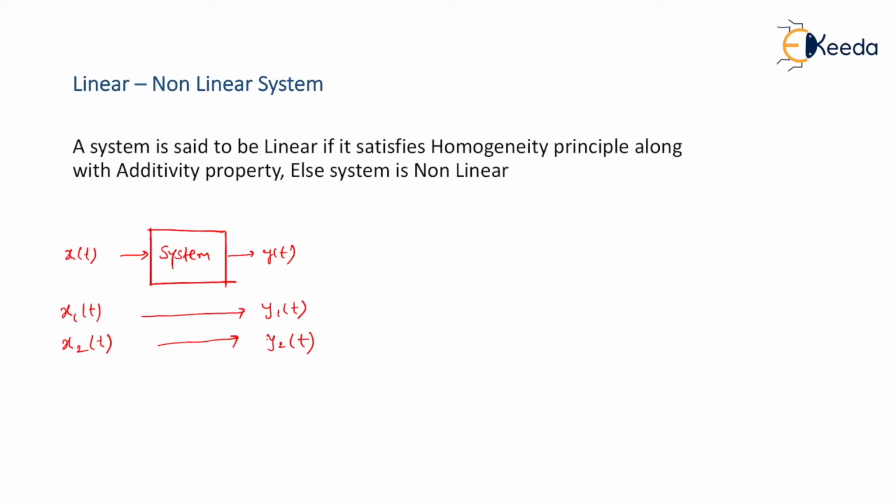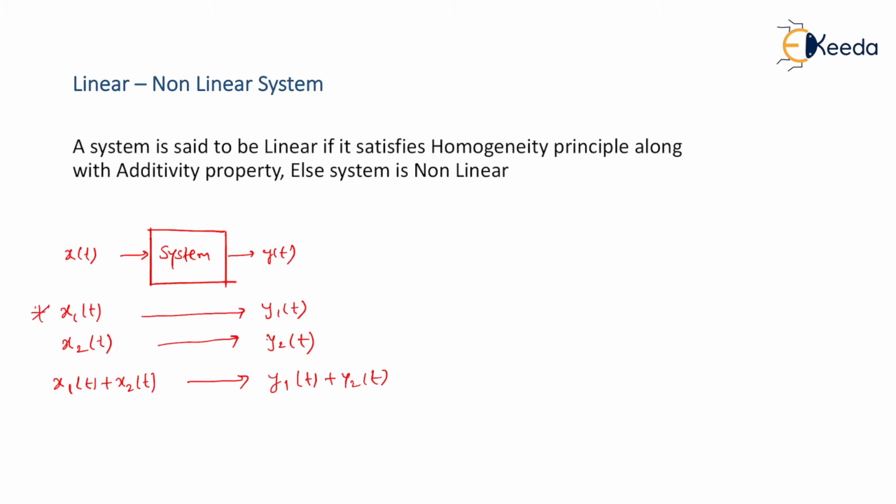Now what you are doing is, instead of applying x1 of t and x2 of t separately, you are applying x1 of t and x2 of t combinedly. That is, you are applying x1 of t plus x2 of t as input. Then if you give such input to the system, the output must be equal to y1 of t plus y2 of t. I hope it is clear what I said.